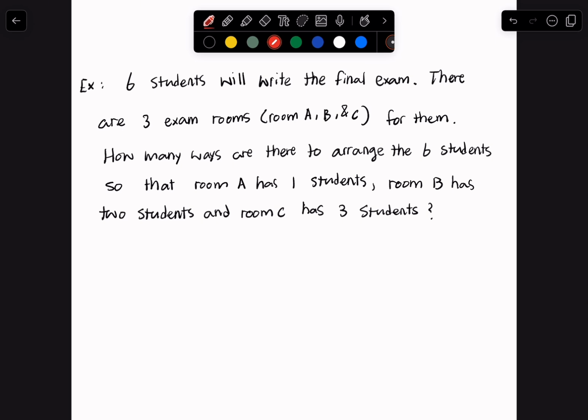The question is asking us how many ways there are to arrange the 6 students so that room A has 1 student, room B has 2 students, and the last room C has 3 students. We notice that the number limits for each classroom are not random numbers. First room is 1, the second room is 2, and the third room is 3. When we add the 3 numbers together, we get 6, which is exactly the number of students writing the exam. So that means the seats are just enough. There won't be any empty seats.